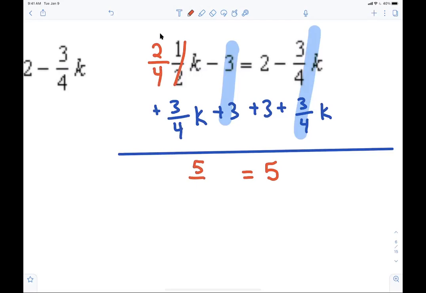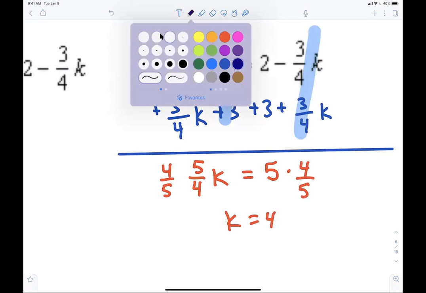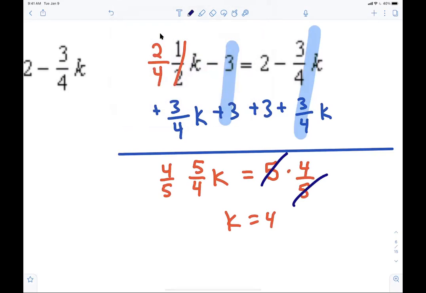Yes. Okay, now what do I do? Reciprocal? That is correct. Everybody okay with that? All right, I'm pretty happy, like I said.